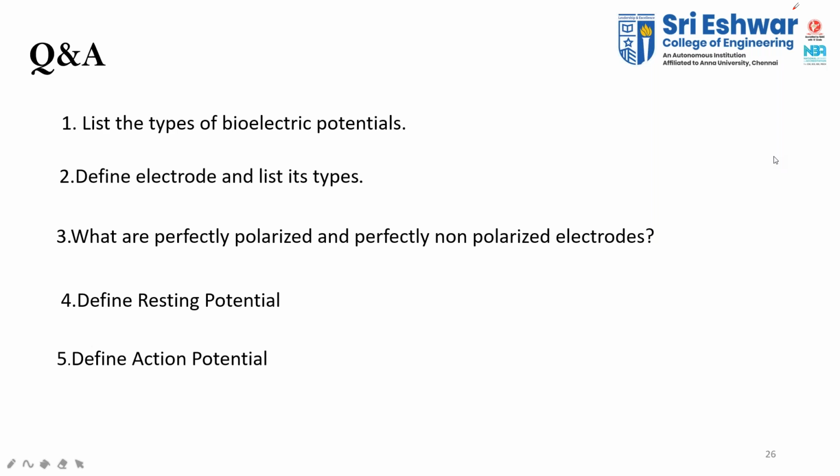Thank you. In perfectly polarized, there will be no movement of charges between inside and outside of the cell membrane. Positive charges and negative charges remain in the same place, so no potential can be taken out. It is like a resistor. Non-polarized electrodes are called capacitors because there should be a movement between positive charges and negative charges, so that I get action potential out of my human body. Non-polarized means movement of ions, polarized means no movement of ions.